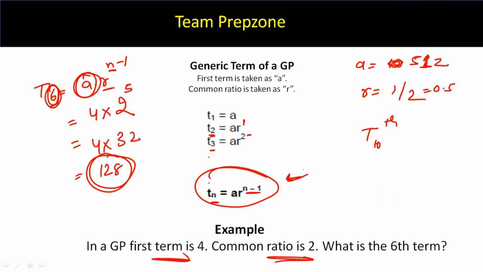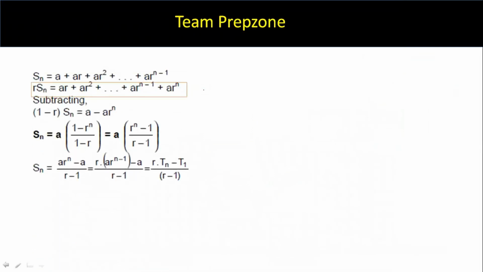Great. That was it. In GP, this is the general term. Now let's understand the sum of n terms of a GP. That's the proof for everyone. And this method of proof will be very important in miscellaneous questions. So pay attention to the proof. What I've done is I have to calculate the sum of n terms. So first term is a, second term is a into r, third term is ar square, and the nth term is a into r to the power n minus 1.